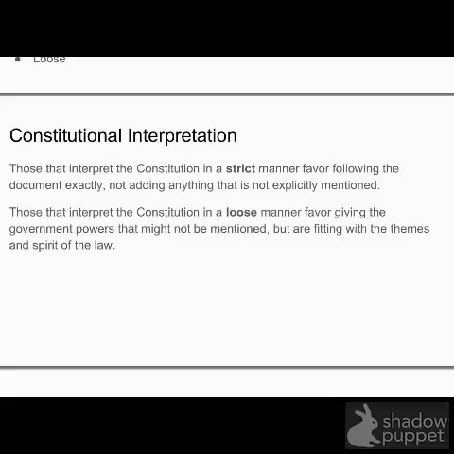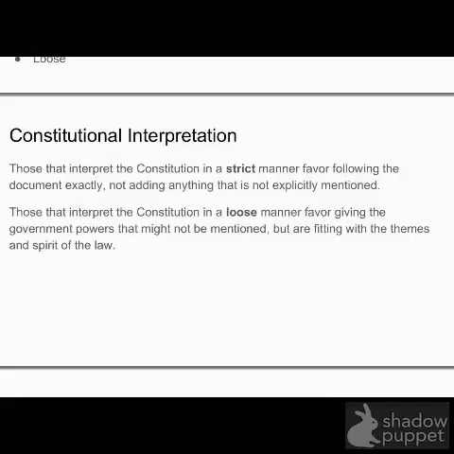Then those that interpret the Constitution in a loose manner, they favor giving the government powers that might not be mentioned, but they are fitting with the themes and the spirit of the law. So we looked at the spirit of the law and what the spirit of the law actually is. It's the meaning that the people who wrote the Constitution wanted it to have. So why is the Constitution there? Why does Article 3 of the Constitution create the judicial branch? What does the judicial branch do that's in fitting with the rest of the Constitution? If all of those questions are answered and they're answered correctly, then a loose interpretation could say that you could have things that aren't actually mentioned in the Constitution because they don't contradict the Constitution. They are in keeping with the spirit of the law.